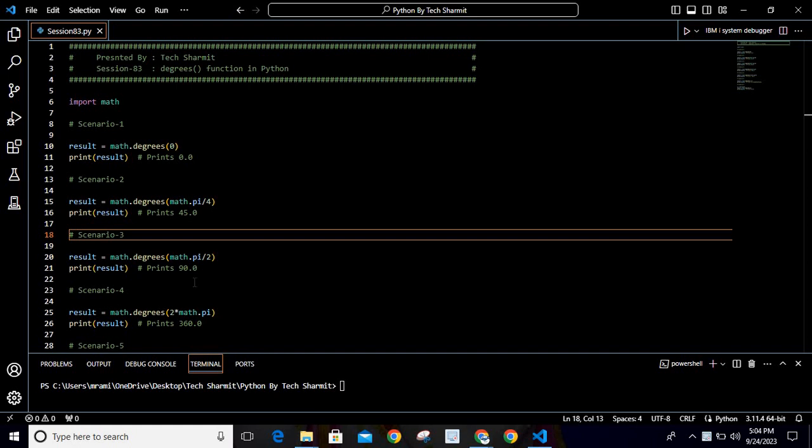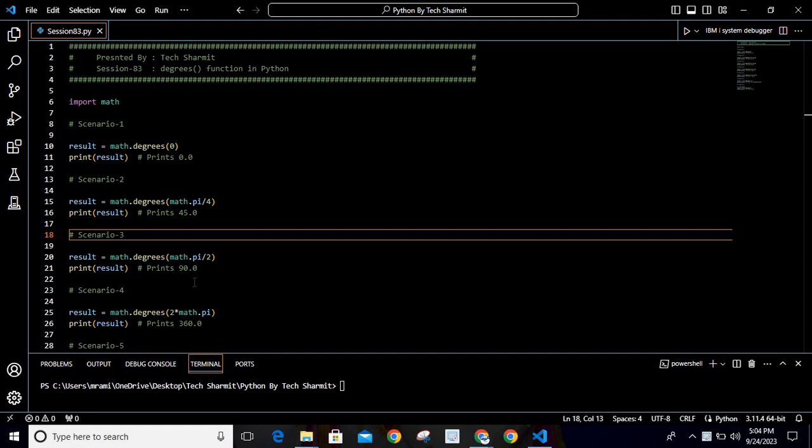In this session, we will discuss another function of Python, which is degrees. The degrees function is mainly used to convert radians into degrees. So let's say you have some radians and you want to calculate the equivalent degrees for that. In that case, you can utilize this degrees function.